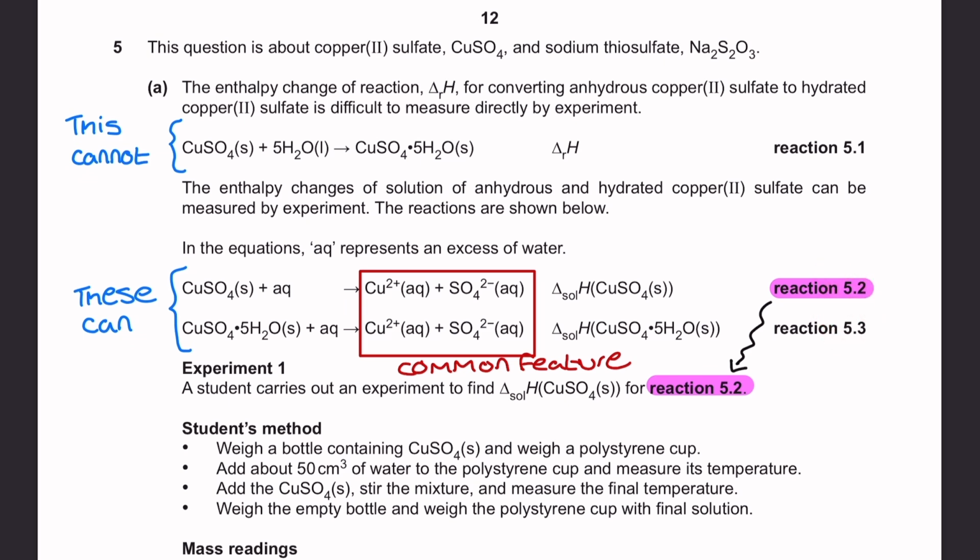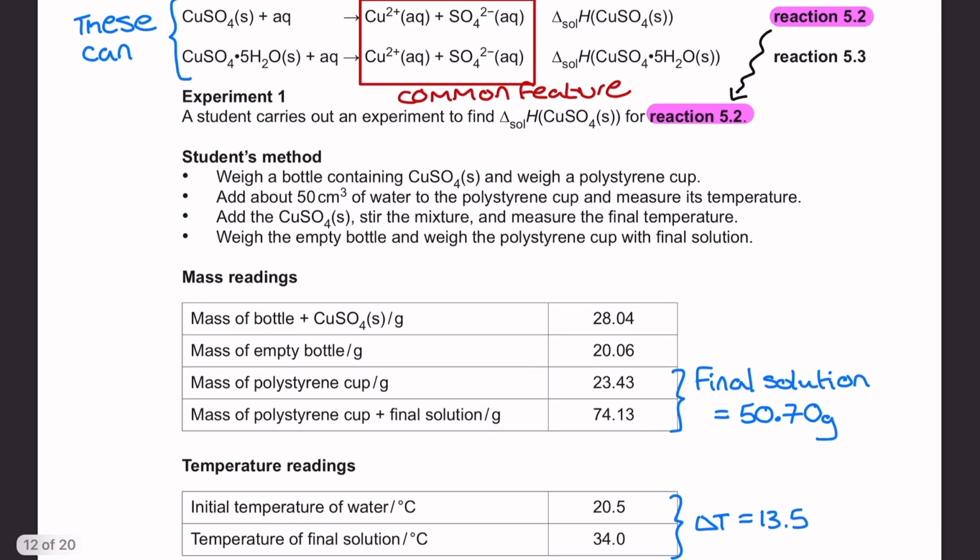Experiment 1. A student carries out an experiment to find the enthalpy of solution for reaction 5.2. So not 5.1, 5.2. Here's the student's method. They weigh a bottle containing CuSO4 and weigh a polystyrene cup. They add about 50 centimeters cubed of water to the polystyrene cup and measure its temperature. They then add the copper sulfate, stir the mixture and measure the final temperature.